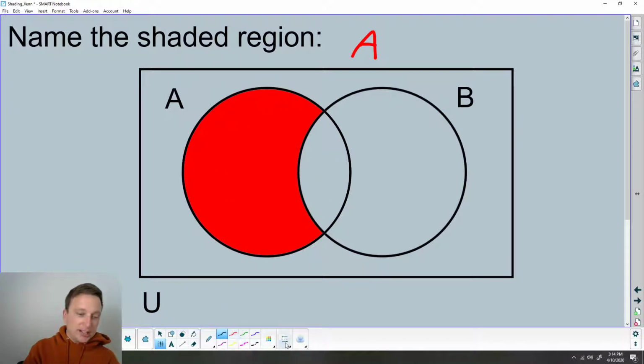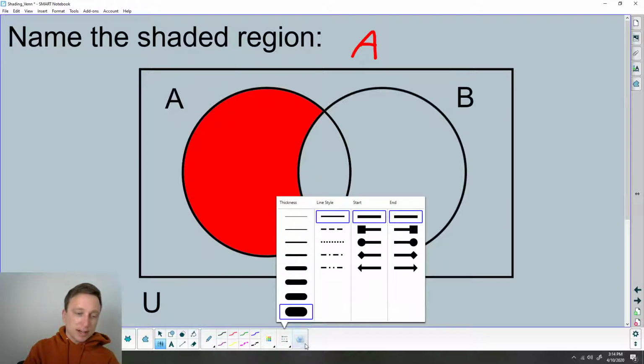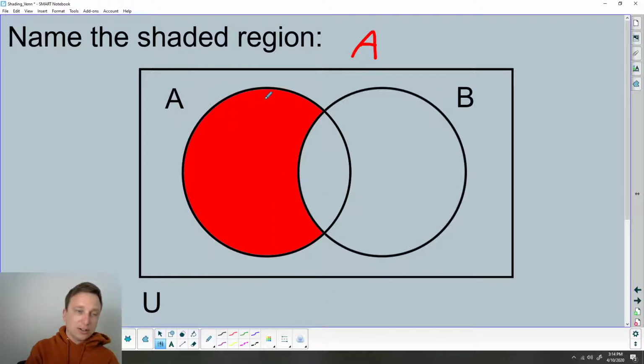So if I shade set A in another color, let's do this darker. I'm going to shade set A right here. So here's set A shaded. But it looks like what's going on is we're taking B out of it.